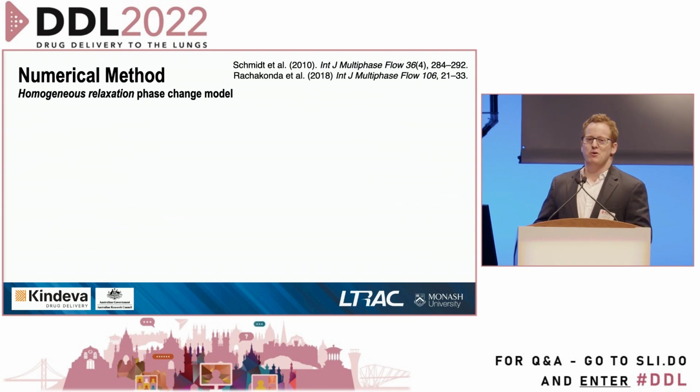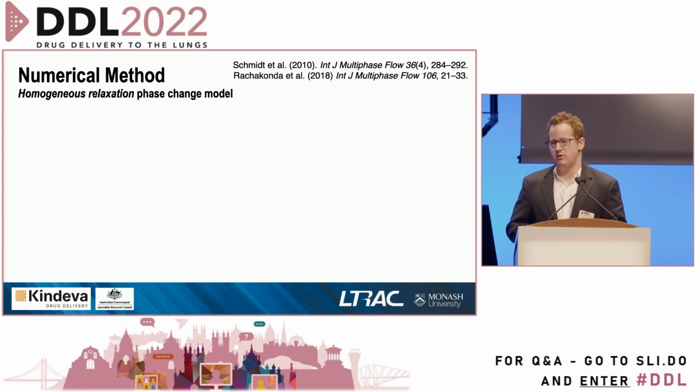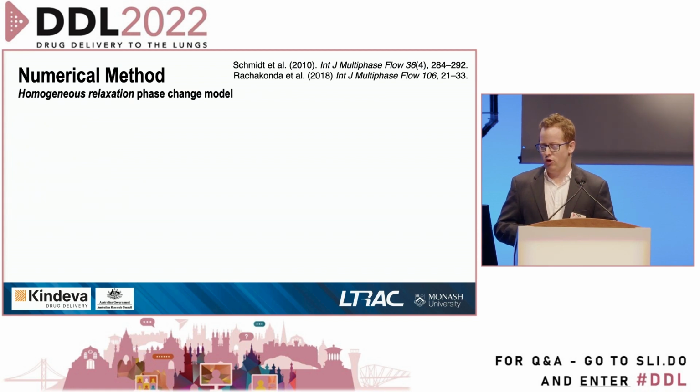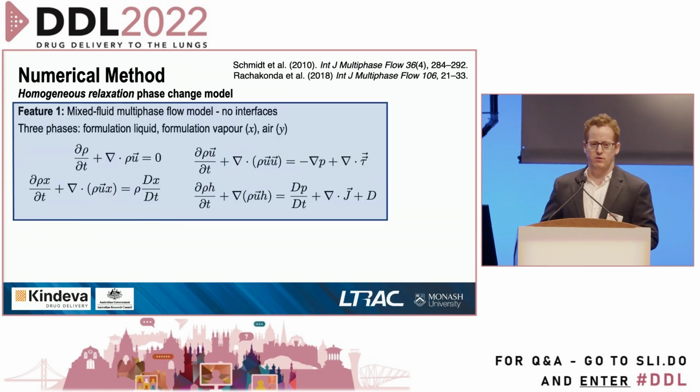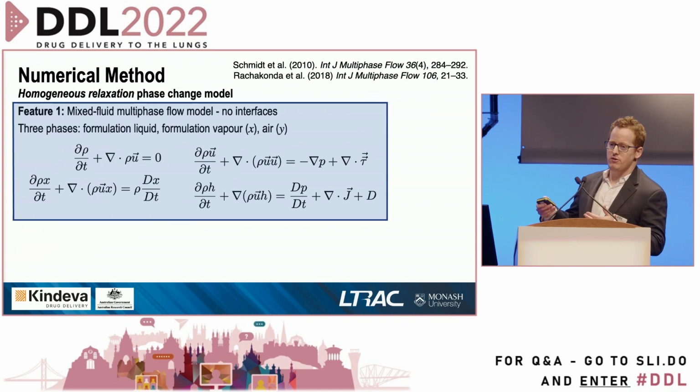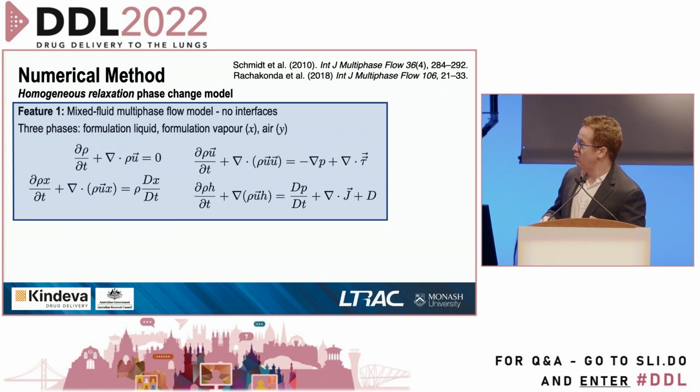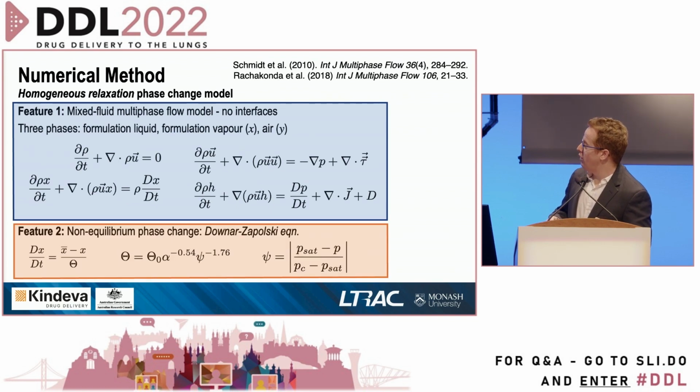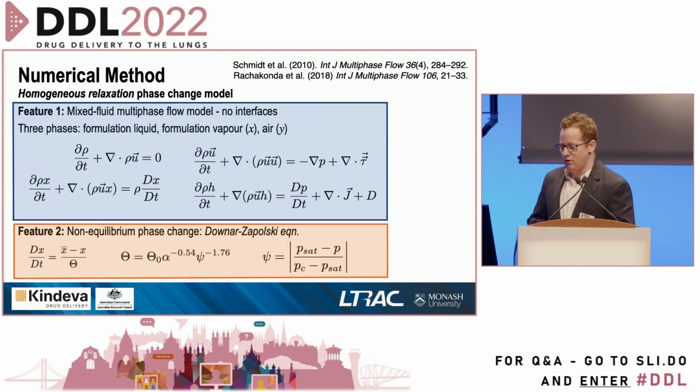Now, I'm not here to bore you with maths, so I'm going to skip over the complicated bits. I'm happy to take questions on it. But the special model that we've developed for doing this is called a homogeneous relaxation phase change model. And we're solving these nasty equations here. This is basically just conserving mass, momentum, and energy. It's just Newton's laws expressed in a more complicated way. We're also introducing a new feature in our computer model, which is called a non-equilibrium phase change model.